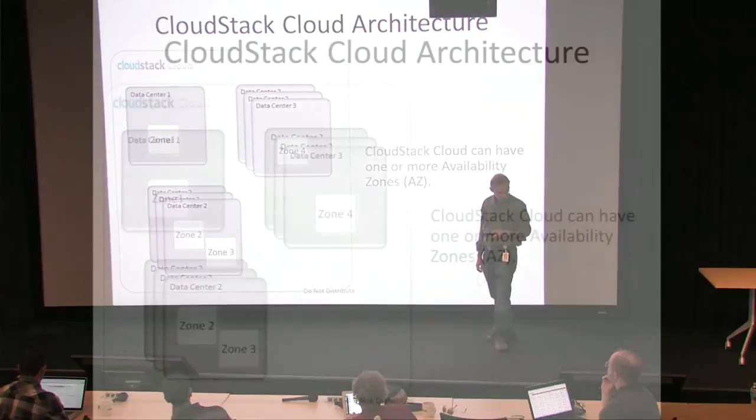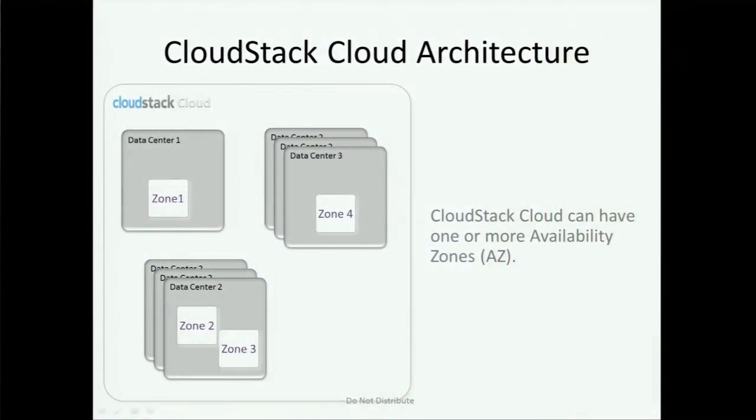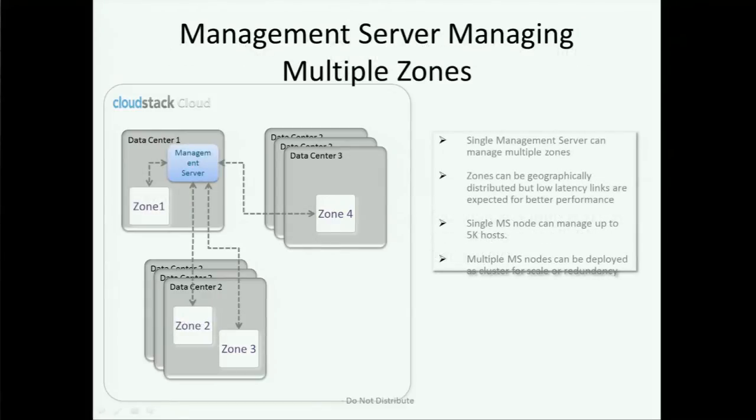So this is what it's showing here, that we can have multiple availability zones. And there's nothing saying that one zone is within one data center. So if this data center has multiple redundant power supplies, and you're fairly confident that zone 3 is not going to fail at the same time as zone 2, then you can deploy them in the same data center. But the entire thing is managed by a single management server cluster. And so that's showing here that the management server is in one zone, but because we assume there are high-speed links between data centers, it can manage all the zones.